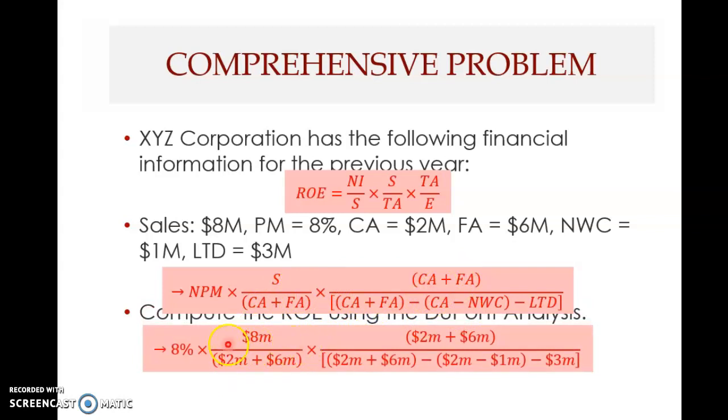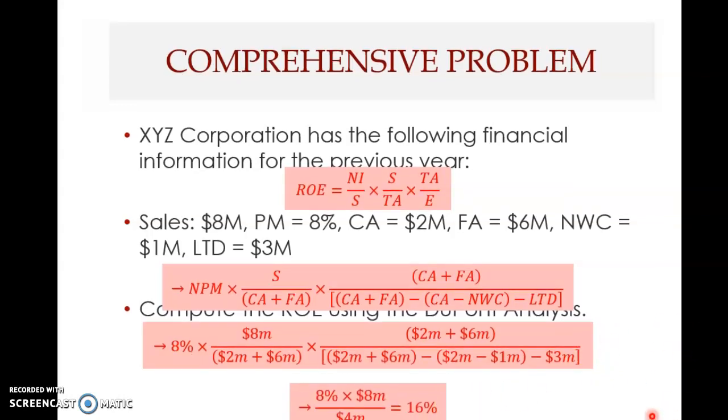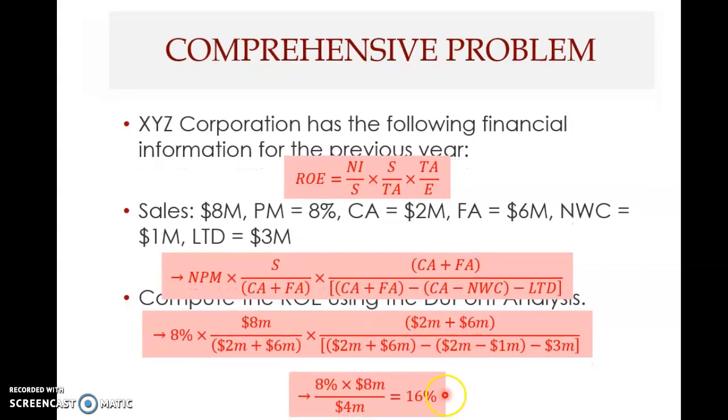So you just replace all these symbols with the numbers. 8% multiplied by 8 million divided by 8 million here, then 8 million over this 4 million. Therefore, you get 16%. So you get 16% as your ROE. So that's how you solve this problem.